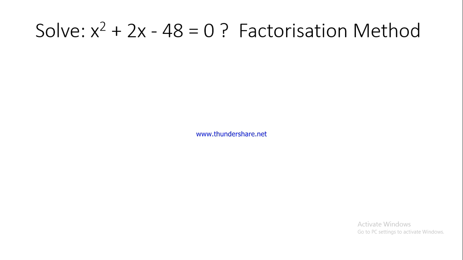So this is the first question on your screen. x square plus 2x minus 48 is equal to 0, and you have to give me the roots of the equation. You have to use the factorization method to find out the value of x. And since it is a quadratic equation, there would be two values which would be satisfying this equation. There would be two values of x which would satisfy this particular equation.